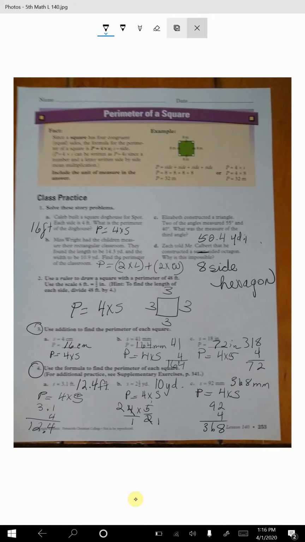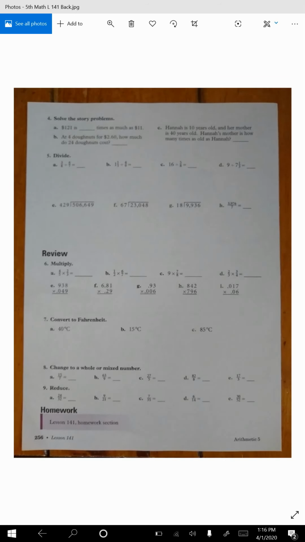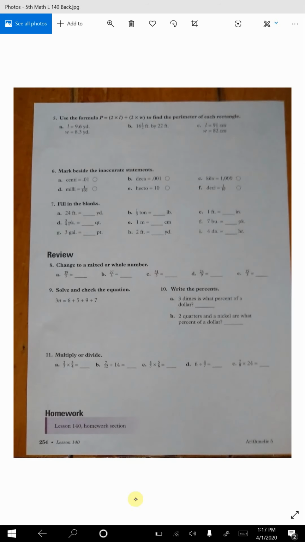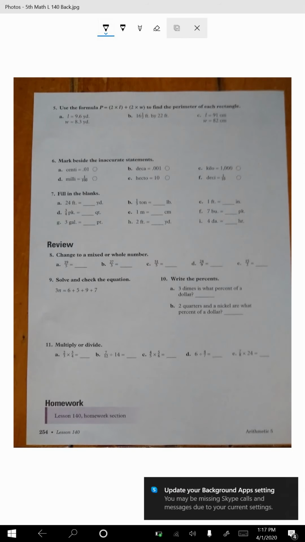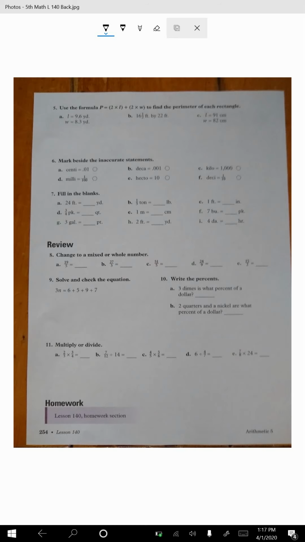All right, let me find page 2 and see what we need to go over. That's not it. Let me try this way. There we go. Everything's good. Computers tell me things at the bottom. Can you see that? You probably can't even see that.